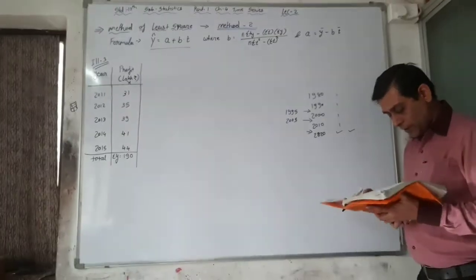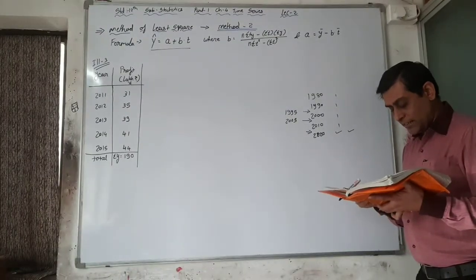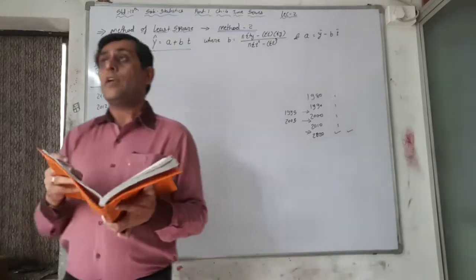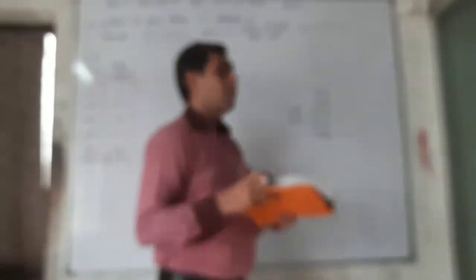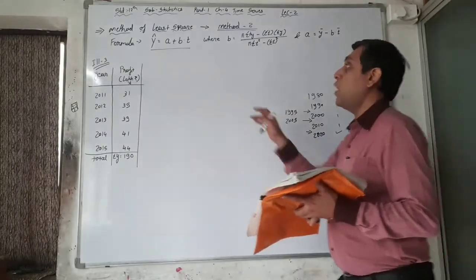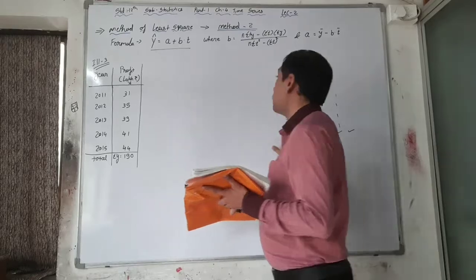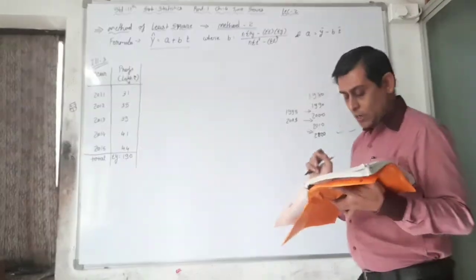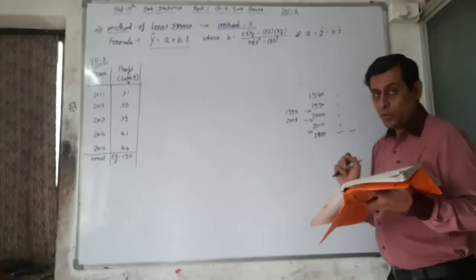Okay, now what are the limitations? This method requires extensive calculation to find out the trend. If the mathematics is not correct or is not strong, then we cannot find the values on the basis of this method. So the method requires extensive calculation.